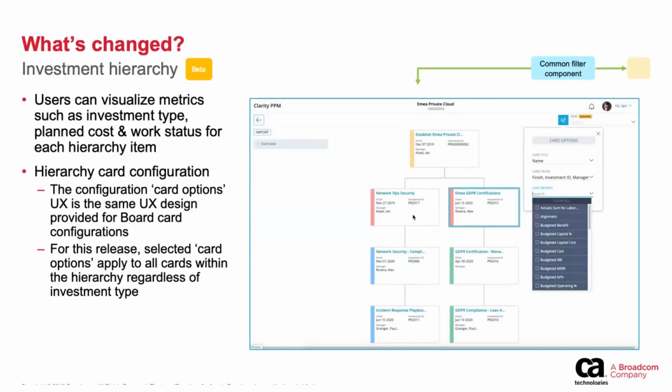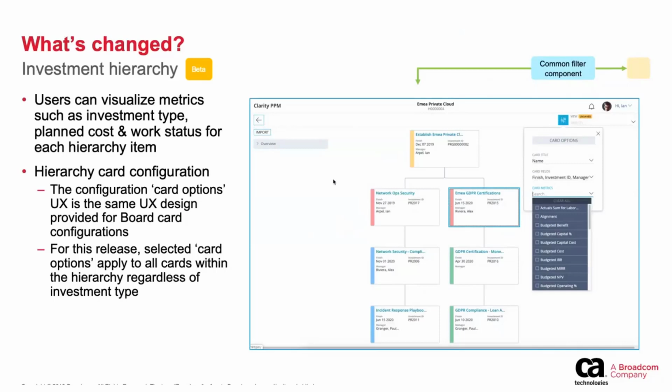One thing you're probably going to ask is about the aggregation of data. Right now, the multiple metrics that are selected through card options are applied to all cards, regardless of their type. And then the metric that's actually displayed on the individual card is for that specific investment. So in other words, the aggregation of a roll-up from bottom to top is not available in this release. It is coming in a future release. We're really excited to get working on that and provide that roll-up capability.